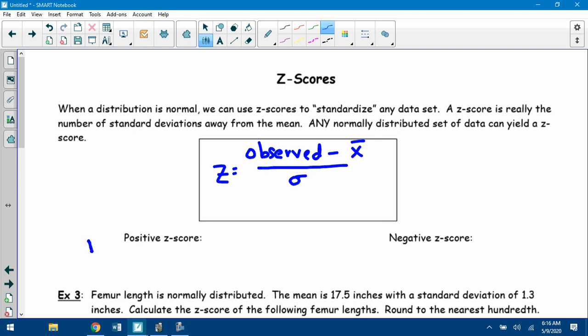A positive z-score just means that the data you're observing falls above the mean, which shouldn't be too crazy because if this is bigger than the mean, this is going to turn out to be positive. Similarly, negative is just going to mean that the data falls below the mean.